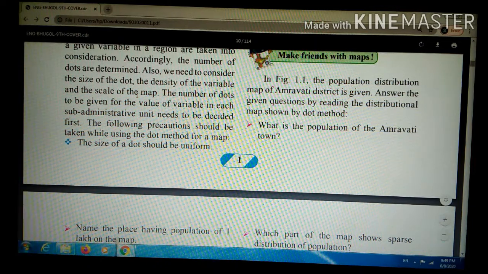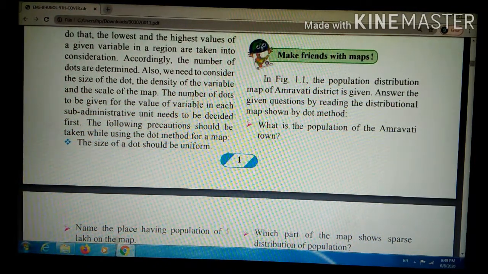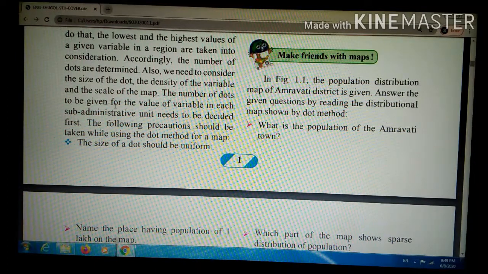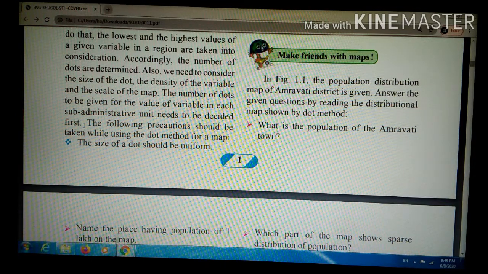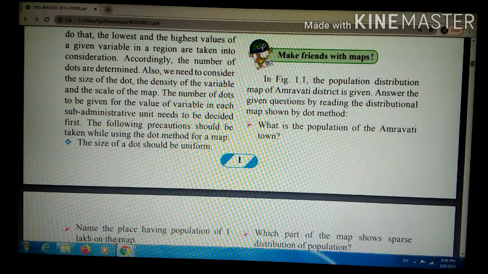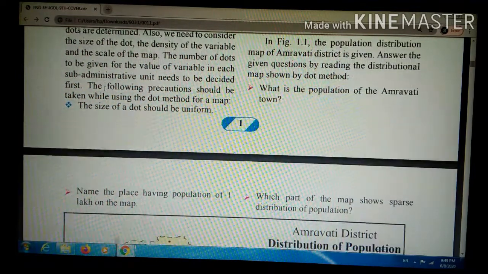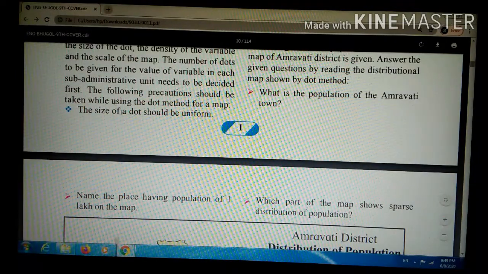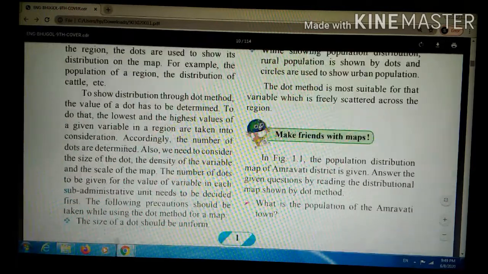Means we need 3 things here. The number of dots to be given for the value of the variable in each sub-administrative unit needs to be decided first. The following precautions should be taken while using the dot method for a map. Now let's see what precautions we have to take. First one is the size of a dot should be uniform. Means it cannot change. The same shape, the same size, we want that.